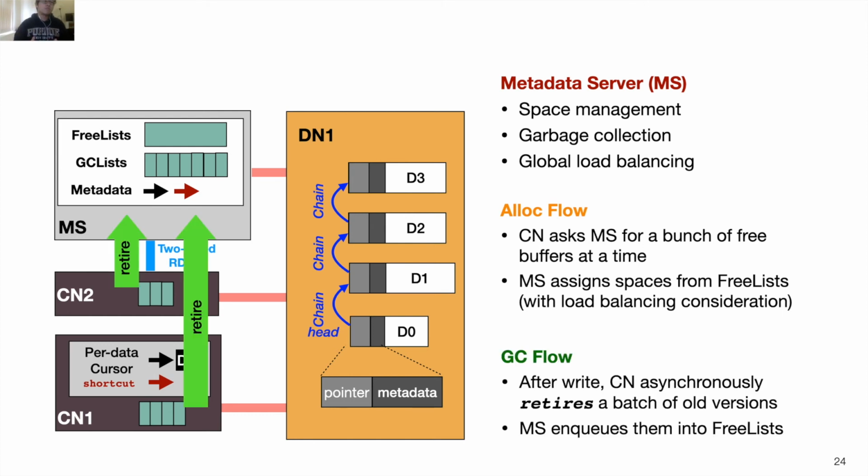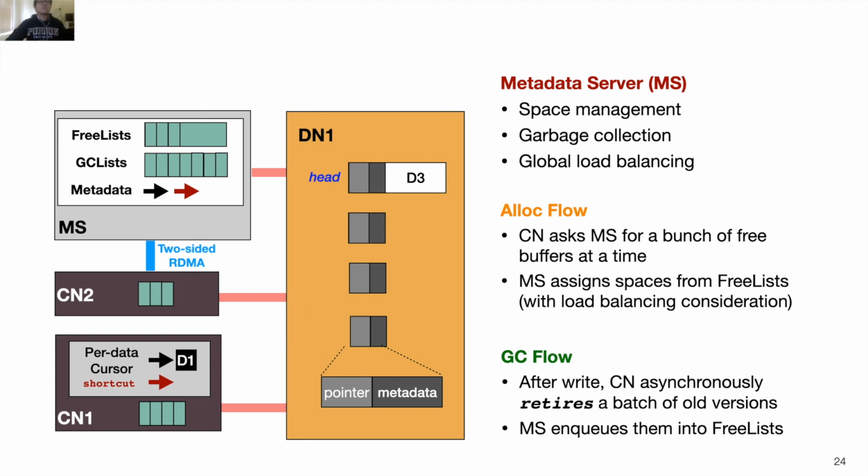Clover creates a new data version for every write. All the older versions need to be recycled. To move this recycling operation off the performance-critical path, we let CNs send the retire requests asynchronously and in a batched way to MS, which in turn feeds them into a free list for future allocations.